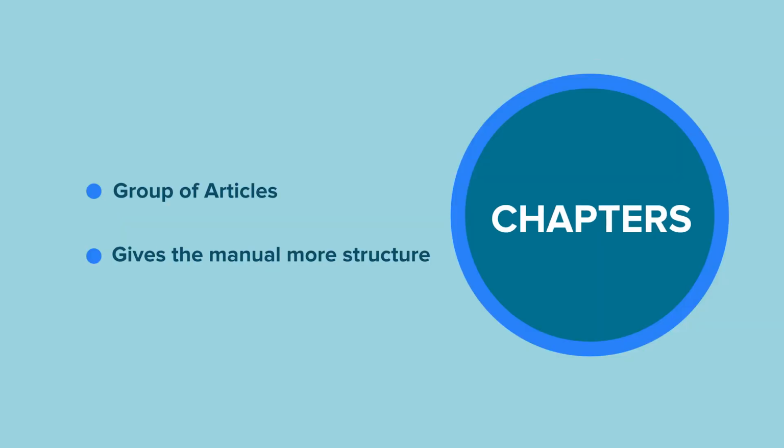Chapters, on the other hand, are a group of articles. For example, the articles on hiring policies and training programs can be placed under a chapter titled Recruitment. Similarly, you can create chapters to provide more structure to your manual. So how do I create a manual?